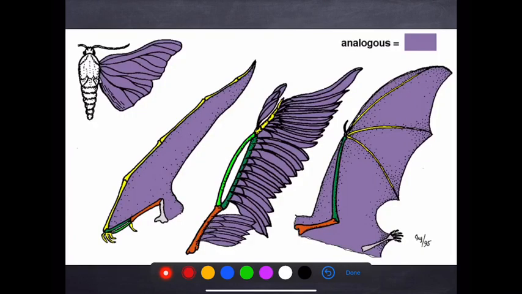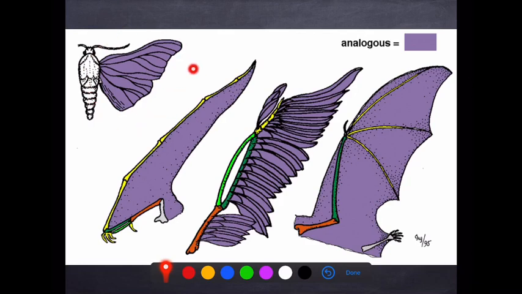If we then look at analogous structures, they perform the same function but didn't have the same original pattern. So here, if you look, this is a moth, it has a wing. This is the bat, it also has a wing. This is a bird. This is a dinosaur. All of those wing structures enable the organisms to fly. These three have homologous structures. This is analogous to it.